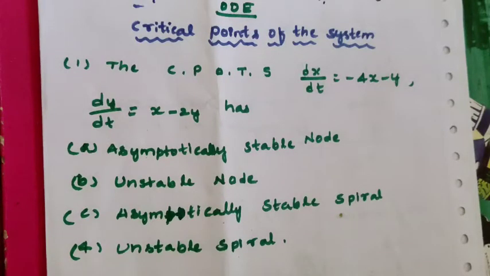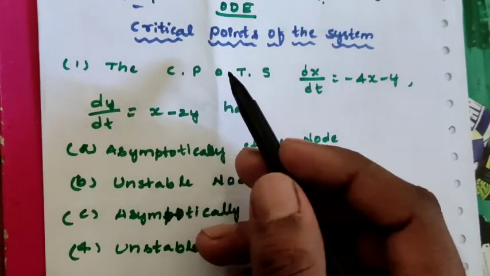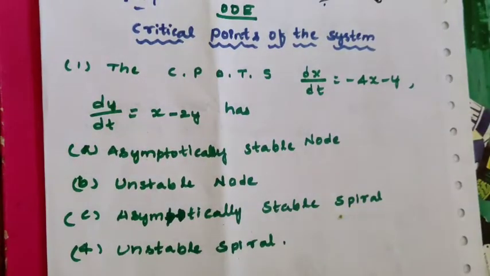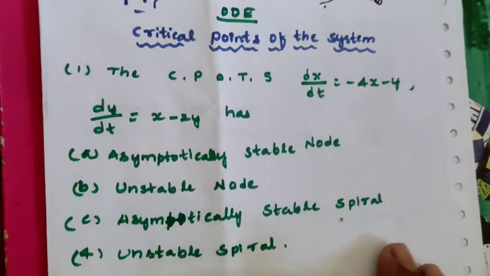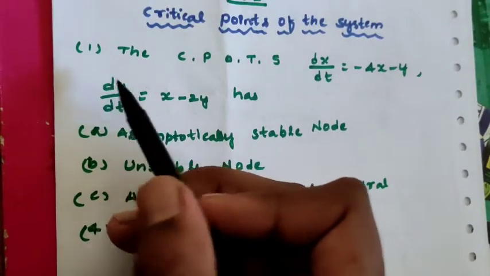In this video I am discussing an ODE topic, that is critical points of the system. This is a very important topic for CSIR NET and as well as KSET and many other entrances also. I am giving some tricks and solving some important questions asked in various examinations like CSIR NET, KSET and other entrances. Now you have to see the first question.